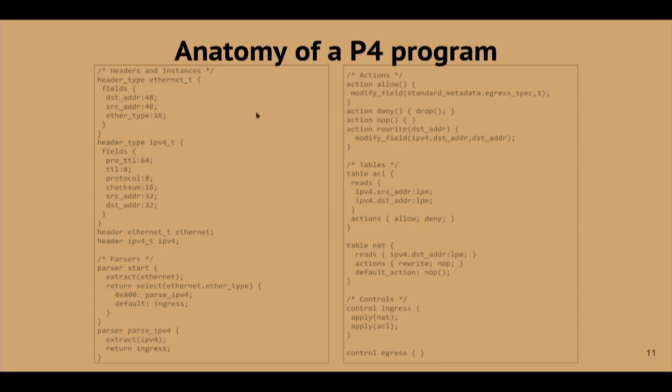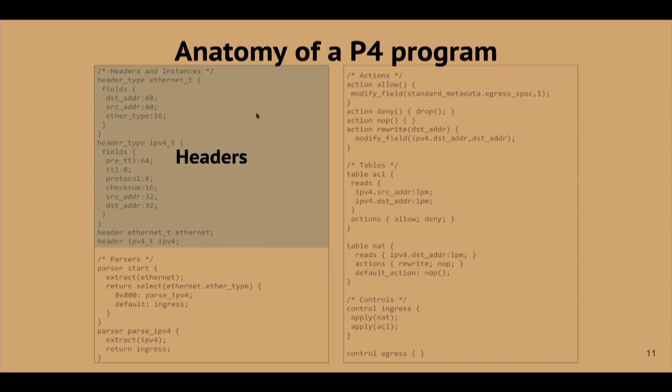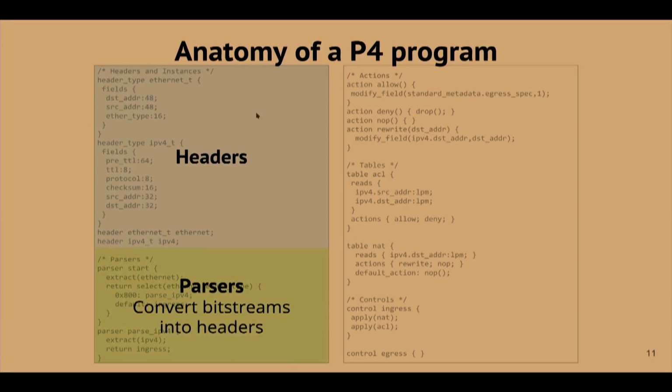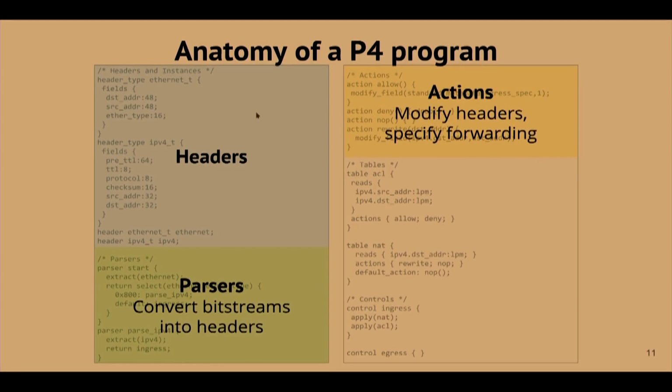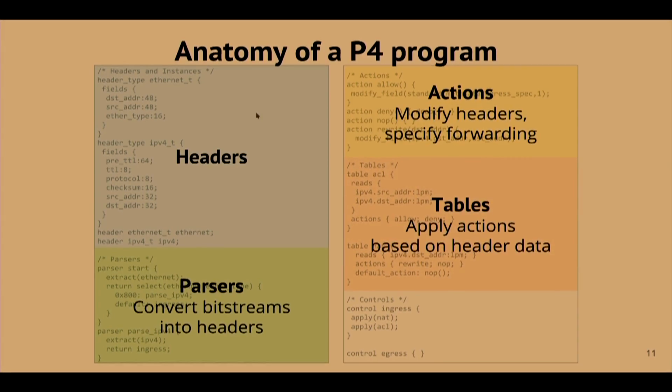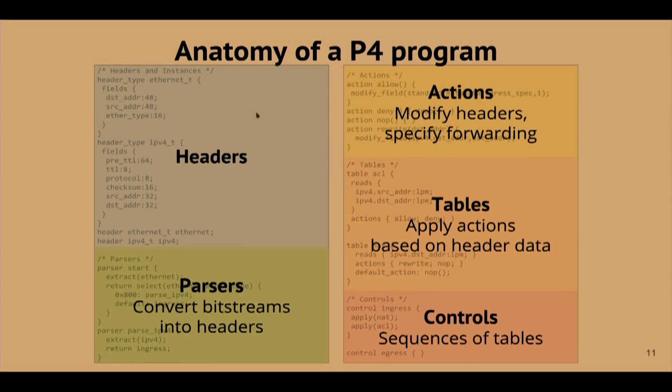Before we go into P4V, let's take a quick look at P4 itself. P4 programs have header declarations. They have parsers that convert bit streams into headers, actions that modify headers and specify forwarding behavior, and they have tables that apply actions based on header data. And finally, they have controls, which, for our purposes, we can think of as sequences of tables.